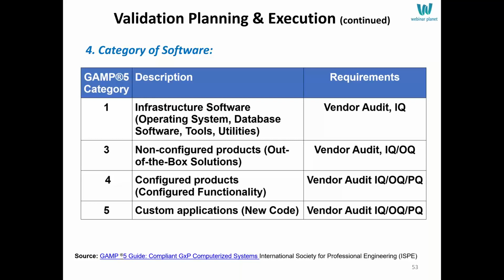In Category 4, you have configured functionality in your product. You do a vendor audit, IQ, OQ, and PQ. And in Category 5, you have custom applications, new code. Again, you do a vendor audit, IQ, OQ, and PQ.